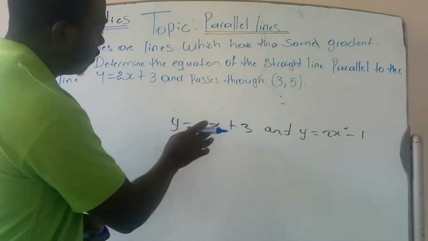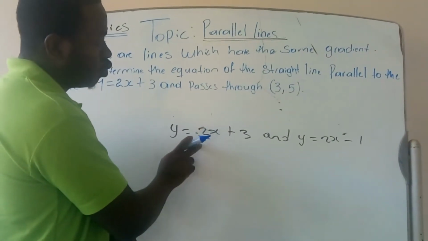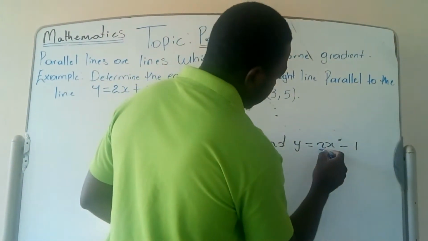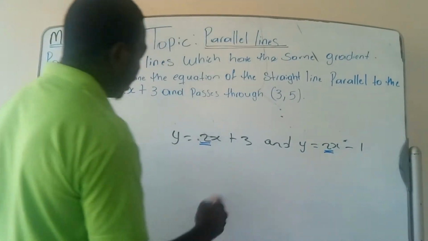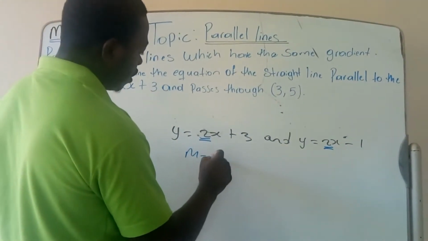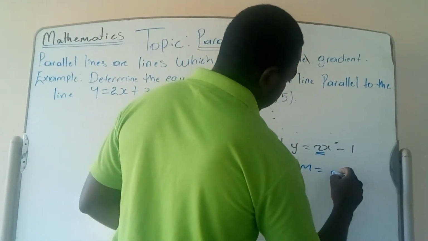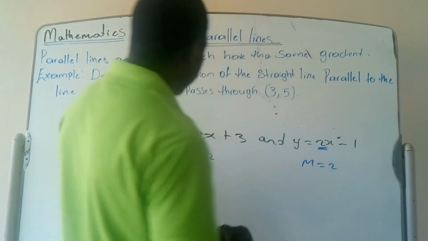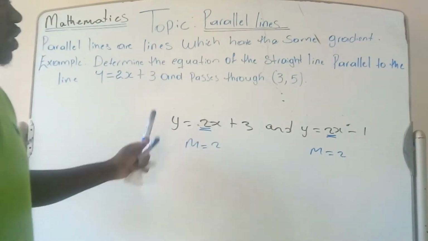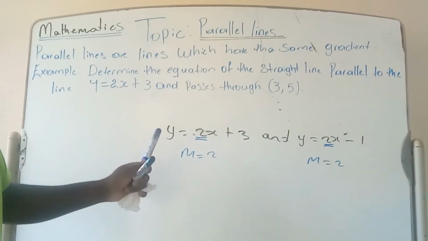Here, the gradient of this line is 2, and the gradient of this line is also 2. Clearly, we can see that m is equal to 2 here, which is the gradient, and m is equal to 2 here. So, because they have the same gradient, we say that these two lines are parallel.